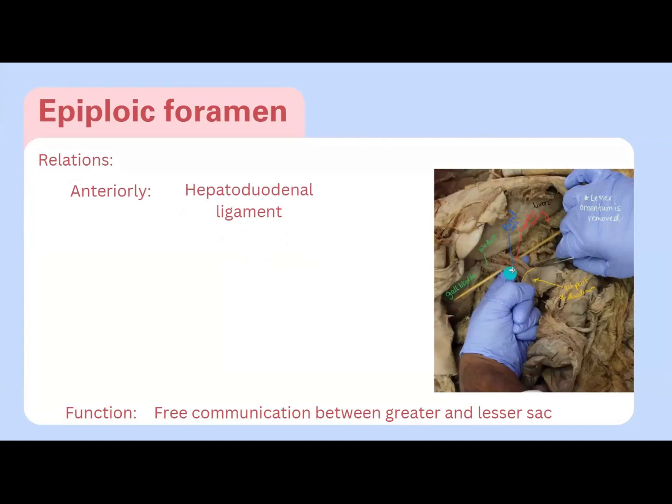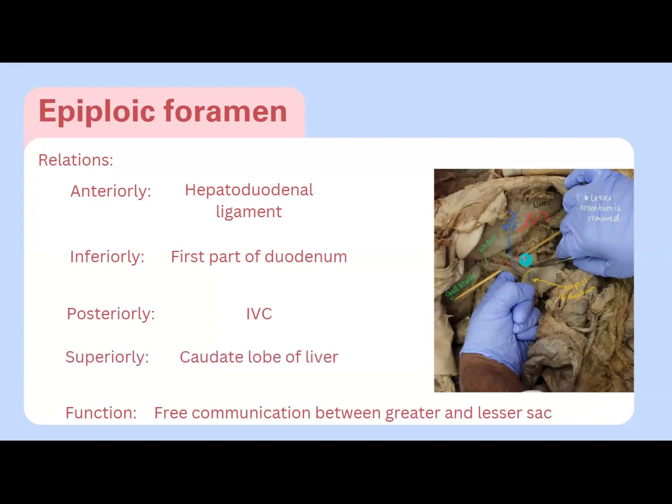Anteriorly, we have the hepatoduodenal ligament. If you look at this guy's finger, it's going through the epiploic foramen. So anterior to his finger, we have the hepatoduodenal ligament. Inferiorly, below it, we have the first part of the duodenum. Behind it, posteriorly, we have the inferior vena cava. And superiorly, we have the caudate lobe of the liver. Keep in mind, this lobe is different from the quadrate lobe that covers the duodenum. Don't get the two different lobes confused.